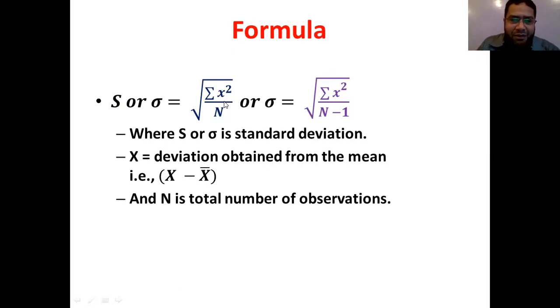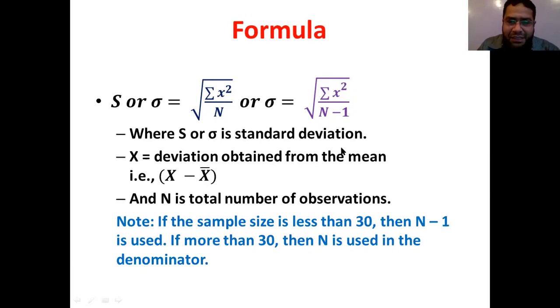And n is the total number of observations. Now you can ask a question: here you have given n and here n minus 1. The formula to be used depends on the sample size. If the sample size is more than 30, then we use the first formula. If the sample size is less than 30, then in the denominator we put n minus 1. Keep this in mind while calculating the standard deviation.